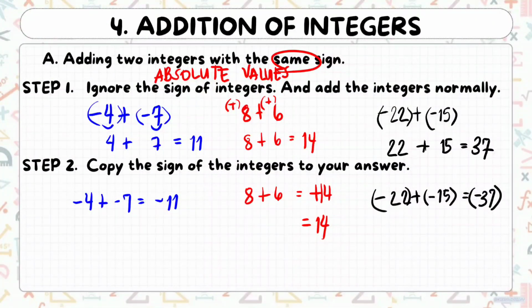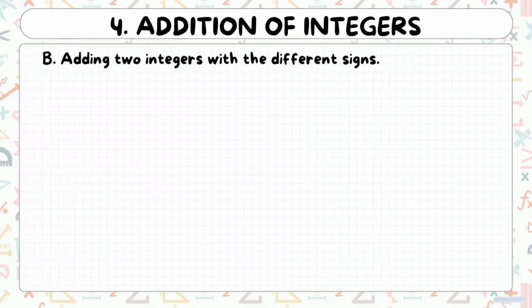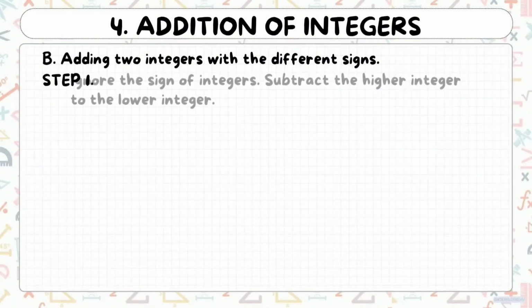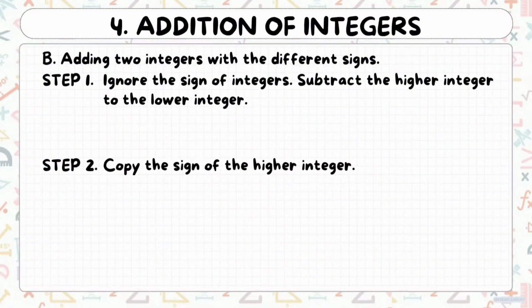Okay, let's continue. The first one was adding integers with the same sign. This time, adding two integers with different signs. Step 1 this time is that we ignore the sign of integers again, that is getting their absolute values one more time. But in the first part, we added the numbers. Here, we are going to subtract the lower integer from the higher integer. And after that, for step 2, our answer will copy the sign of the higher integer.